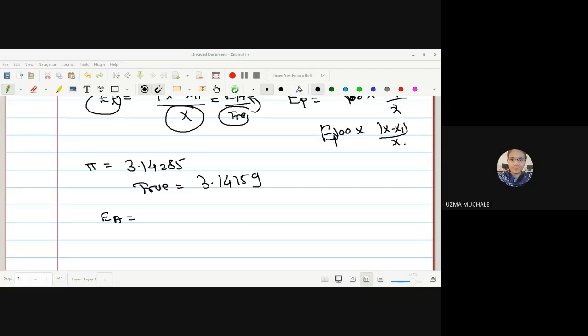Yes, ma'am. What is the answer? Absolute error is 0.00126. What is relative error? Is it 0.0004009? Correct. Anyone else getting the same answers? Yes, ma'am. Find percentage error also. Simply you have to multiply by 100 for a relative error.